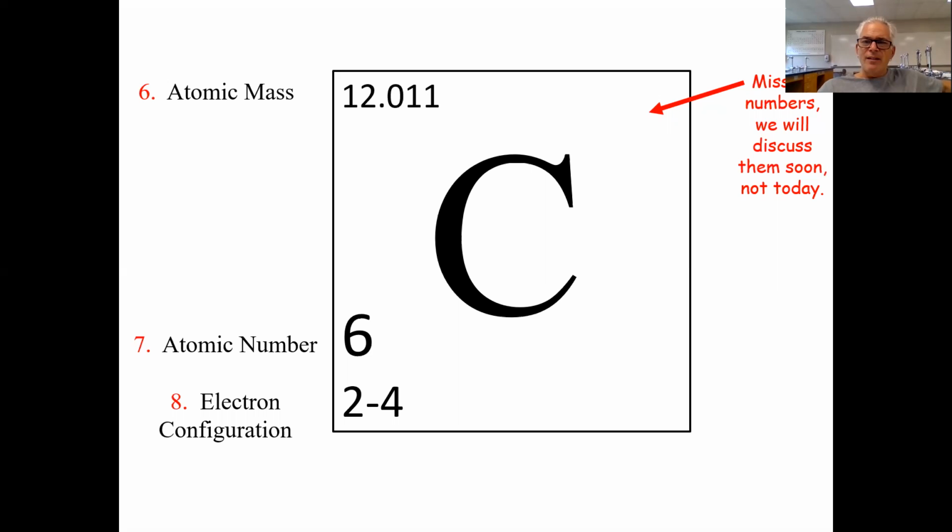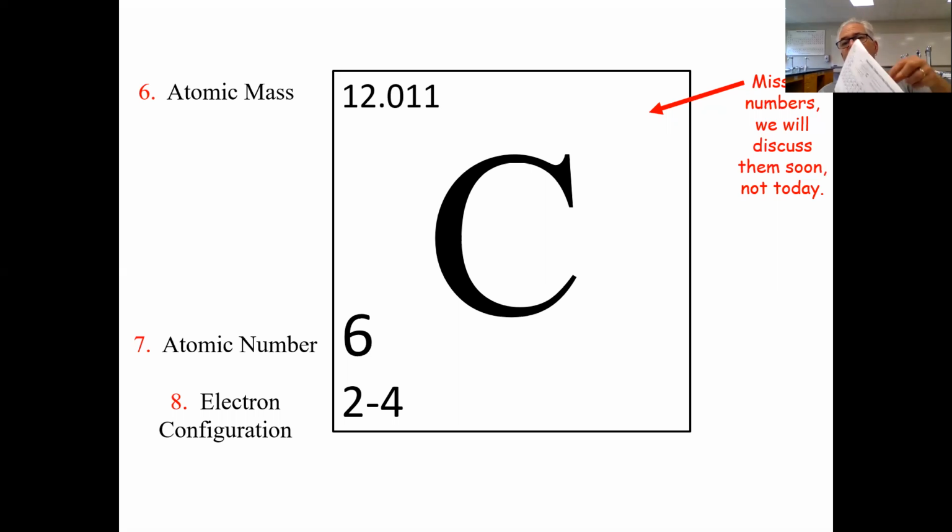So it's number 6. That means it has 6 electrons. Carbon is atom number 6. That also means it's got 6 protons because the positives equal the negatives. 6 positives, 6 negatives. Where are those flying around negative electrons? 2 of them are in the first orbital and 4 of them are in the second orbital.